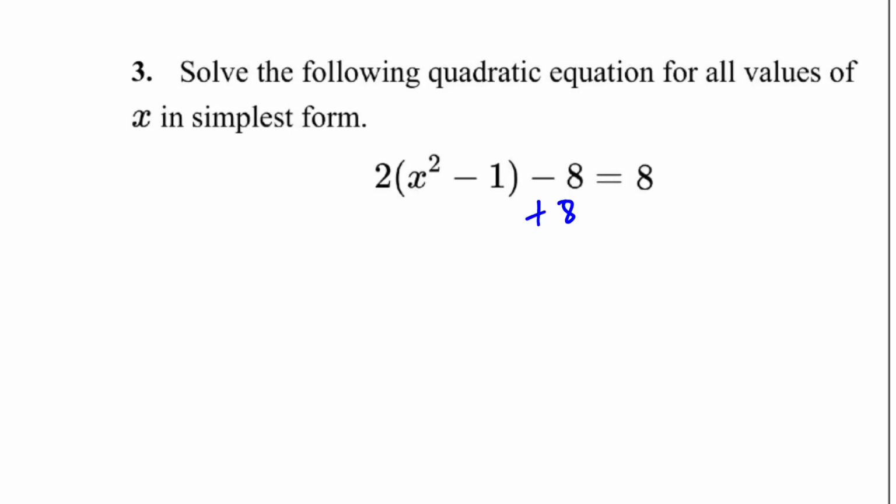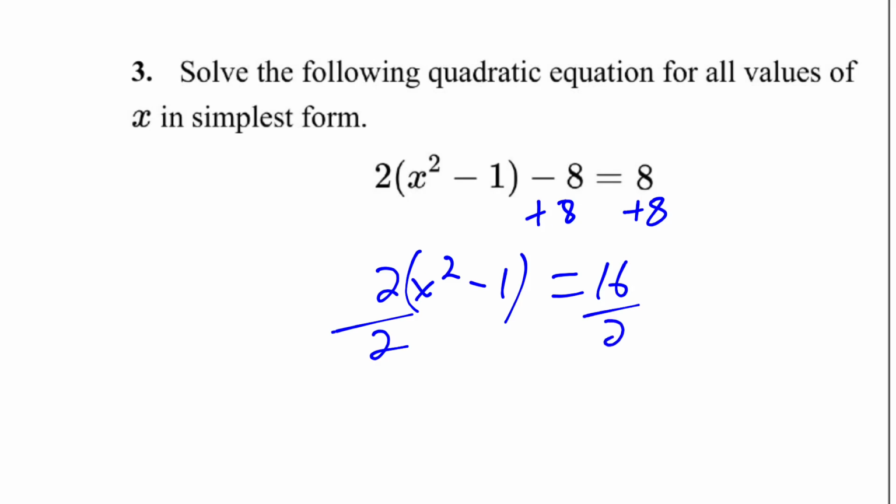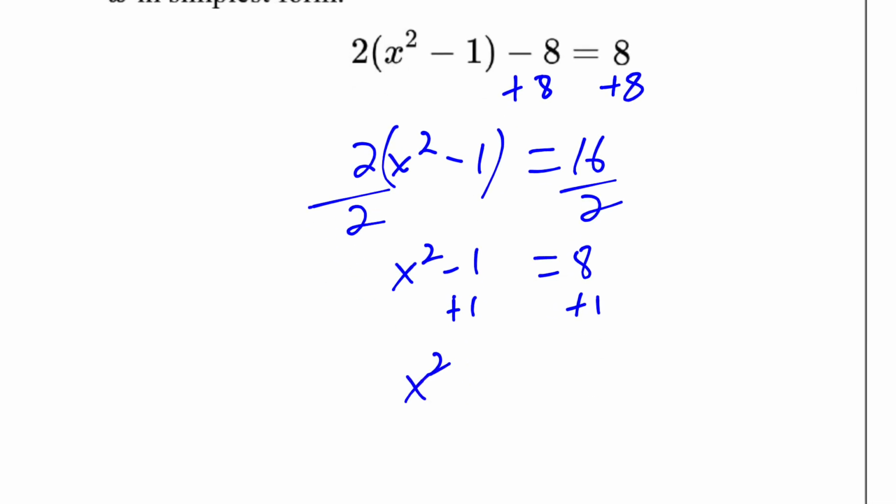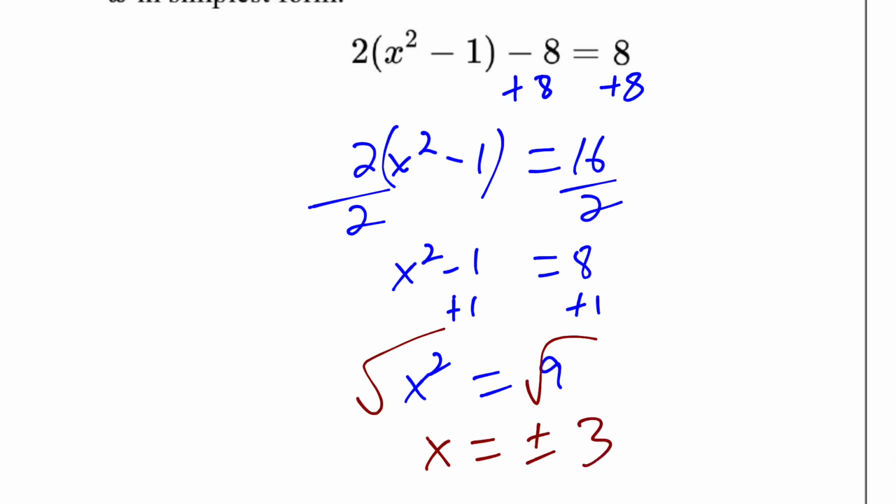This one's similar, but we have to divide. So imagine if I add 8 to both sides. That's my first step. I have 2x squared minus 1 is equal to 16. Then I divide by 2. I have x squared minus 1 is equal to 8. Then I'll add 1. And I have x squared is equal to 9. Nice, a perfect square. So x is equal to plus or minus 3.